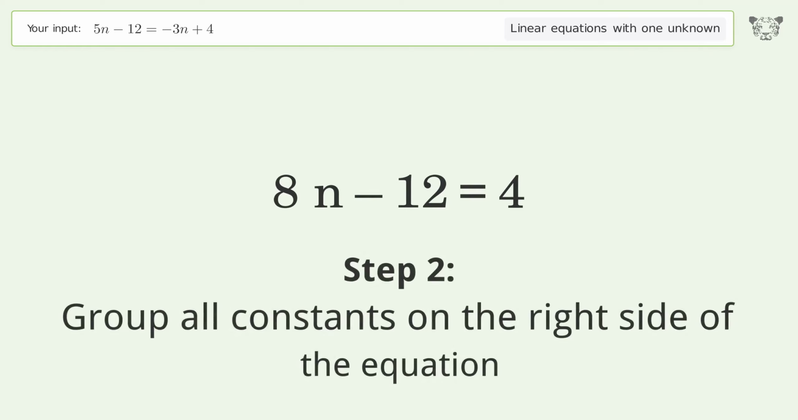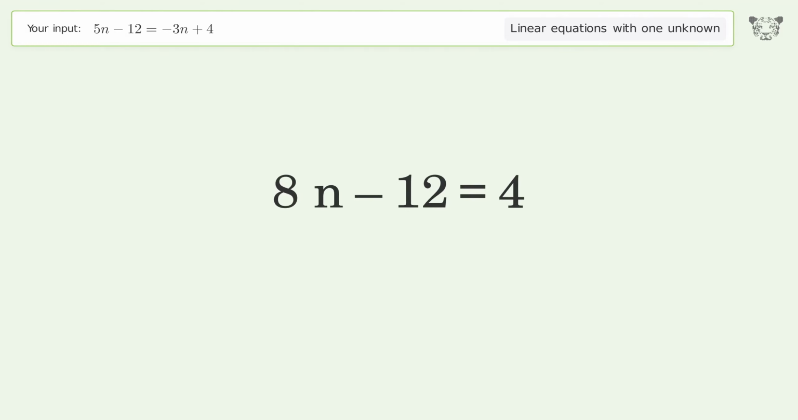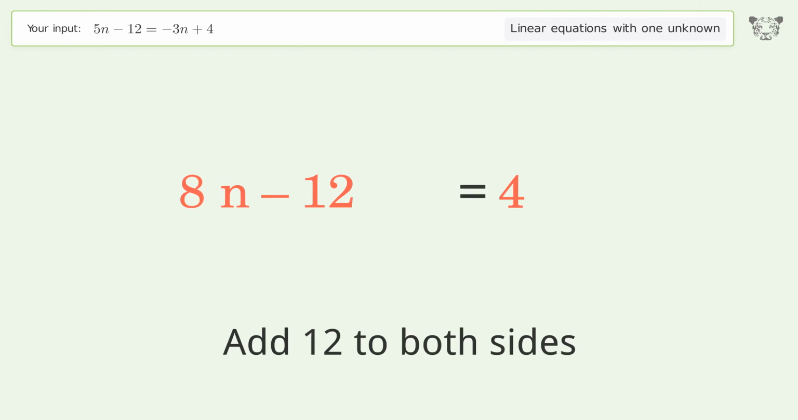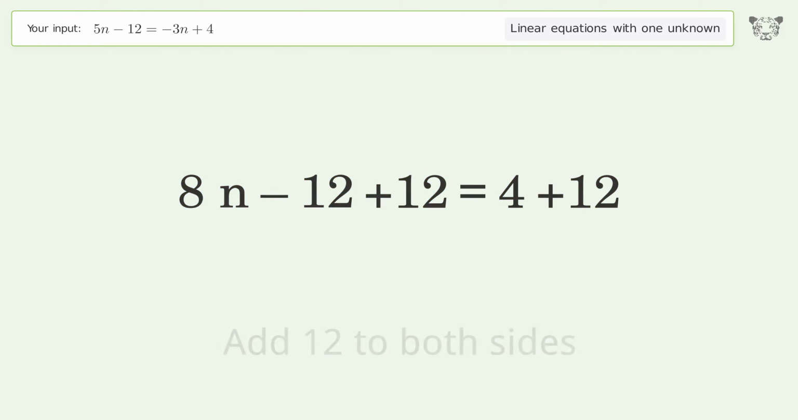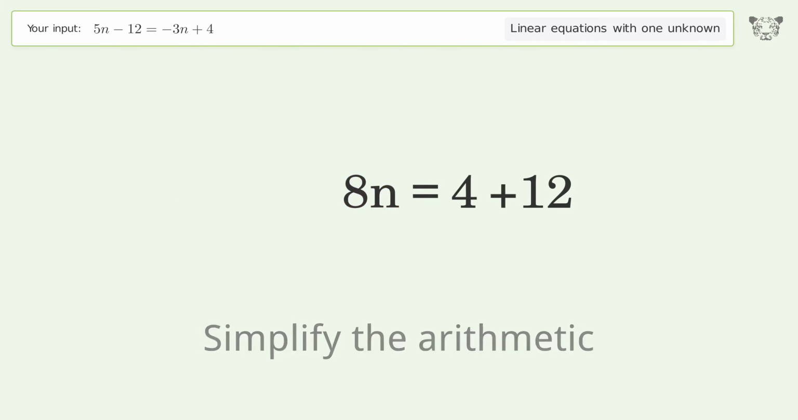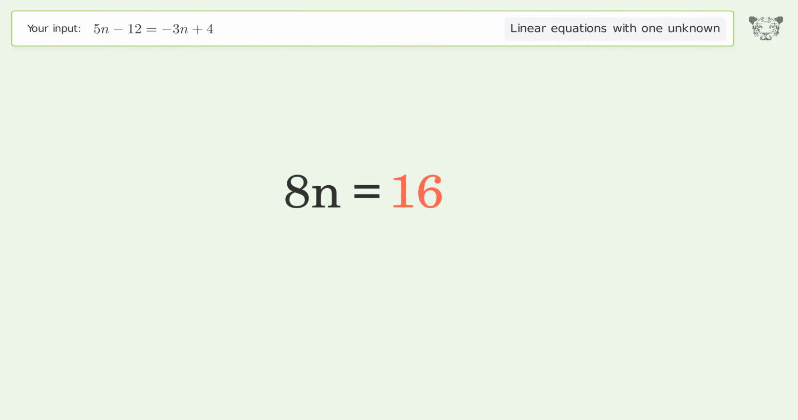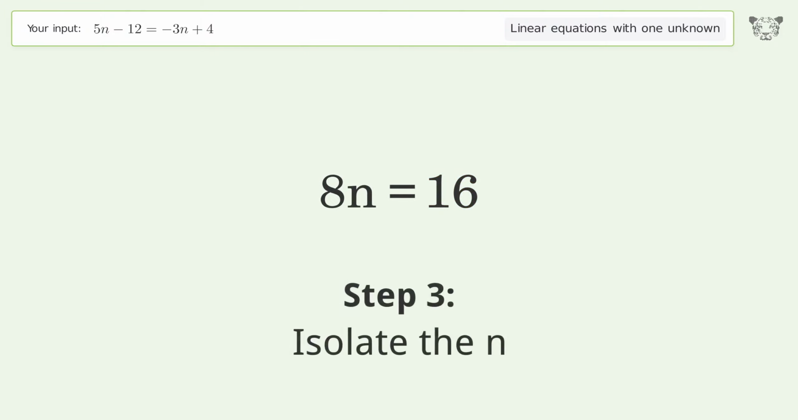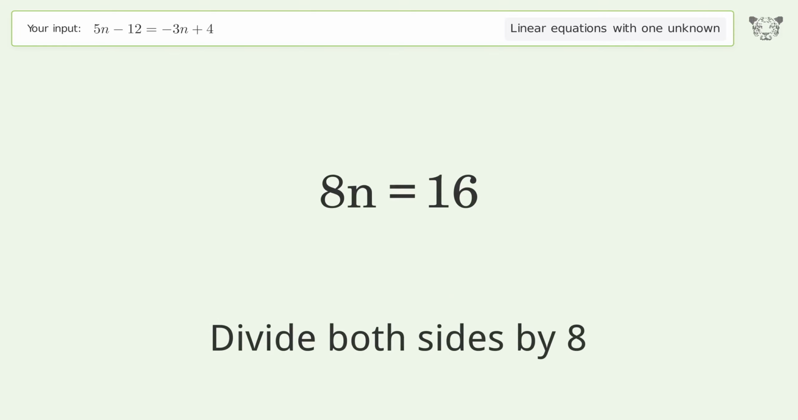Group all constants on the right side of the equation. Add 12 to both sides. Simplify the arithmetic. Isolate the n. Divide both sides by 8.